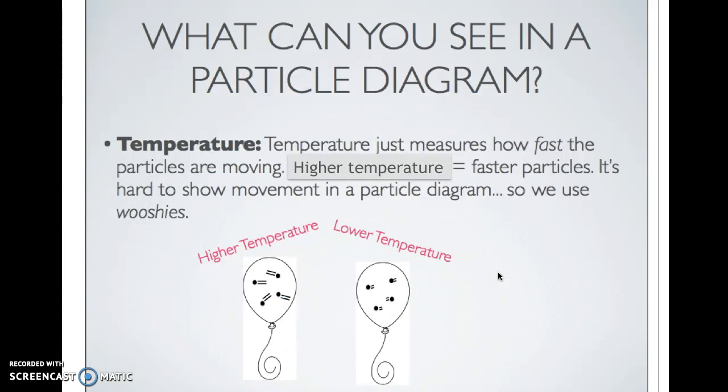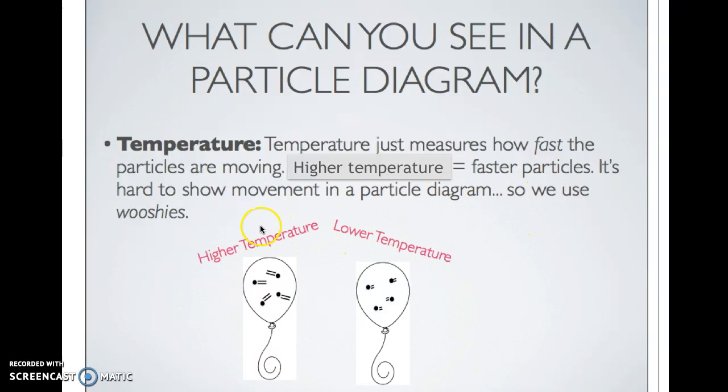All right, now we're going to go into the next characteristic that we're going to describe with particle diagrams, and that's temperature. Temperature is really a measure of how fast particles are moving. So something at a higher temperature has particles in that sample moving faster. It's really hard to show movement in a particle diagram because a particle diagram is static. It's not like a video. You can't show movement in just one image, right?